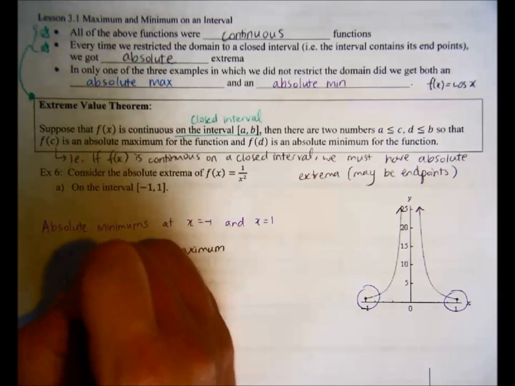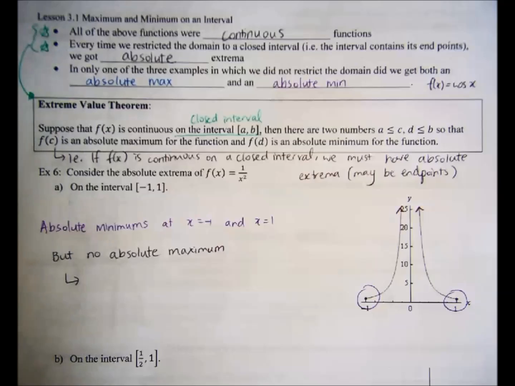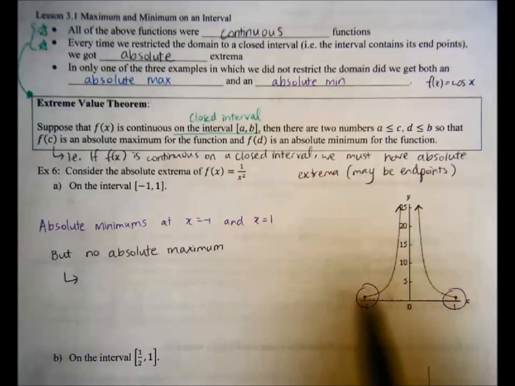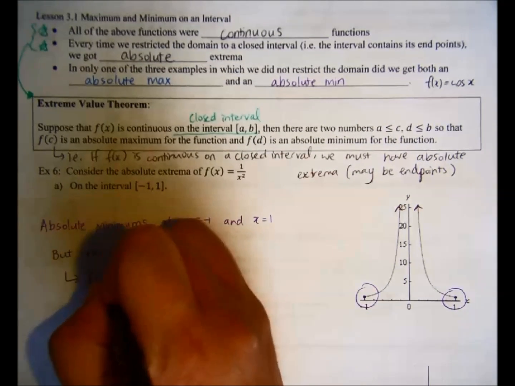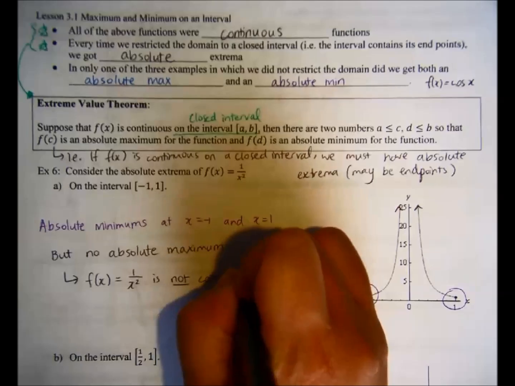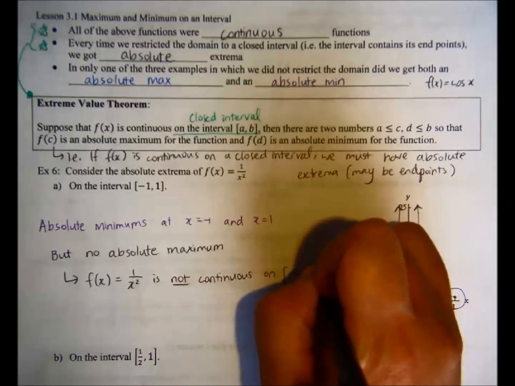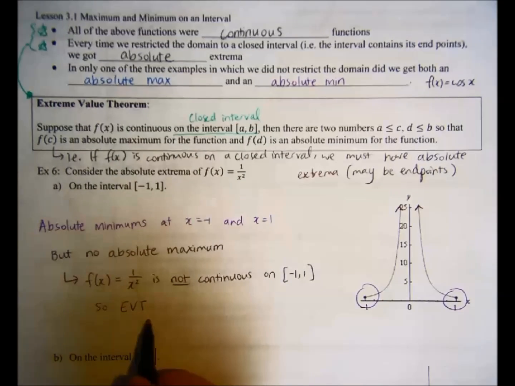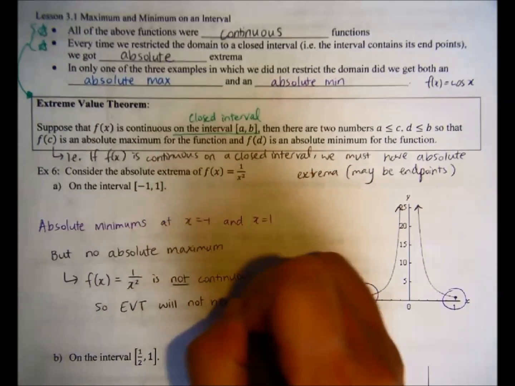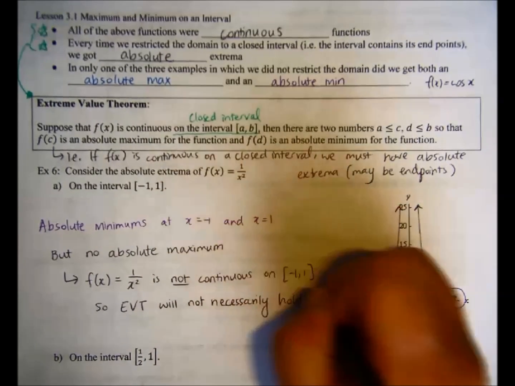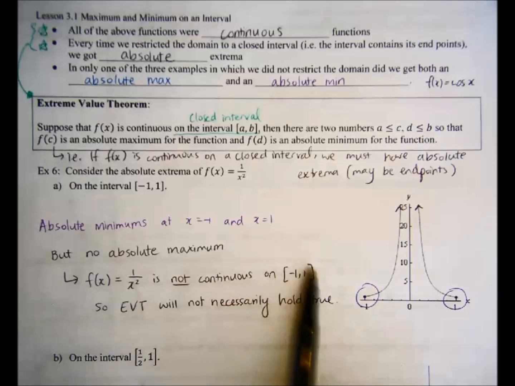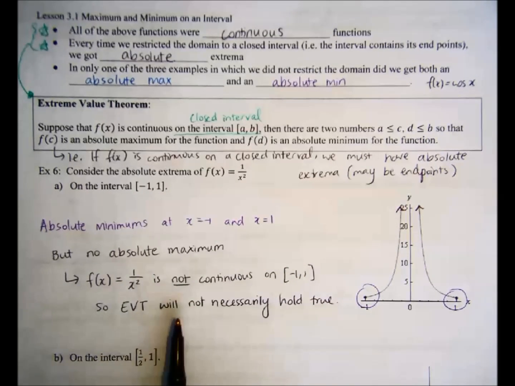It actually turns out that in this example, the extreme value theorem doesn't work. And the reason why is because, if you notice, f of x is not continuous on this closed interval. EVT, extreme value theorem. So because the function is not continuous on the closed interval that we were given, the extreme value theorem will not necessarily hold true.